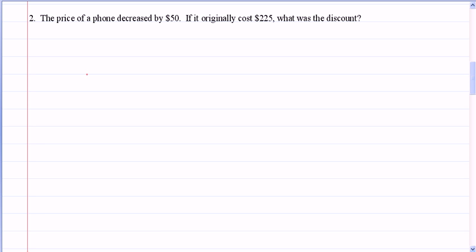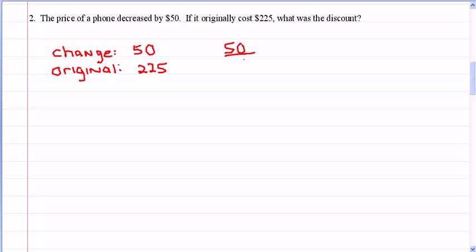In number 2, the price of a phone decreased by $50. So if our formula is change over original equals x over 100, the first thing we want to do is find the change. And $50 is our change because the cost decreased by 50. So if it originally cost $225, then we know that the new price is $175, but we don't really need that number. But what we do want is the original. And the original is 225.